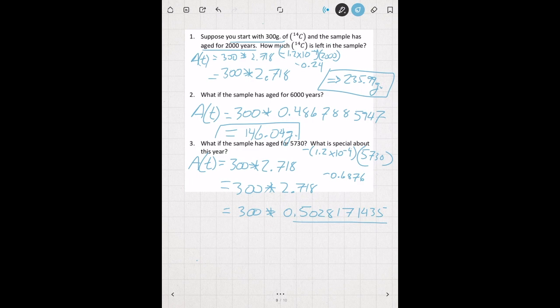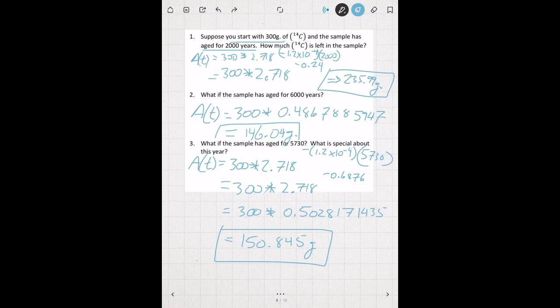Do you have to? No. It's probably just as good to round to like the thousandths place, maybe 3 decimal points. But I like to use quite a lot of decimals, especially because when it comes to round-off errors, I want to try to minimize that as much as possible. So let's multiply that by 300, and we're going to get 150.845 grams.